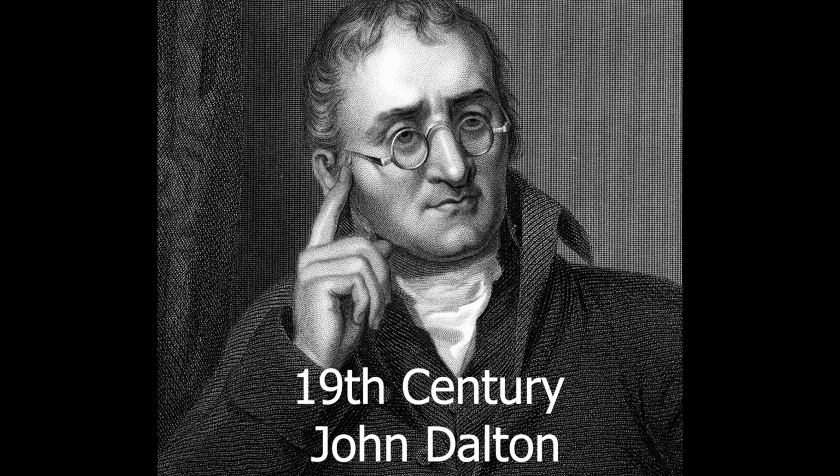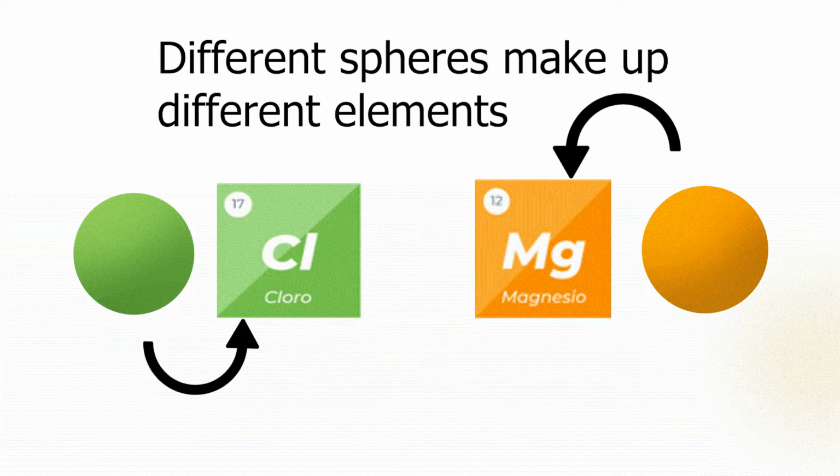Throughout the years, scientists have struggled with configuring the anatomy of the atom. Let's dive deep into the history of the model of the atom and see how it has developed and improved. At the start of the 19th century, John Dalton described atoms as solid spheres and said that different spheres made up the different elements.